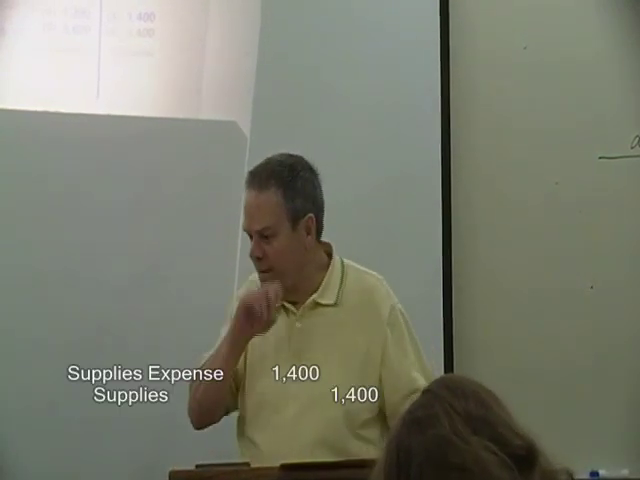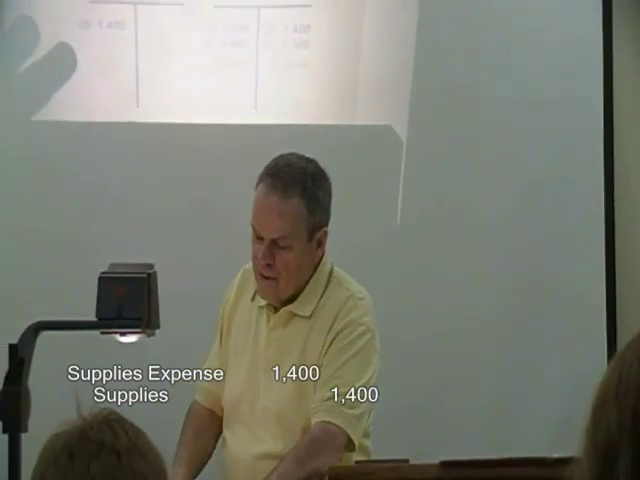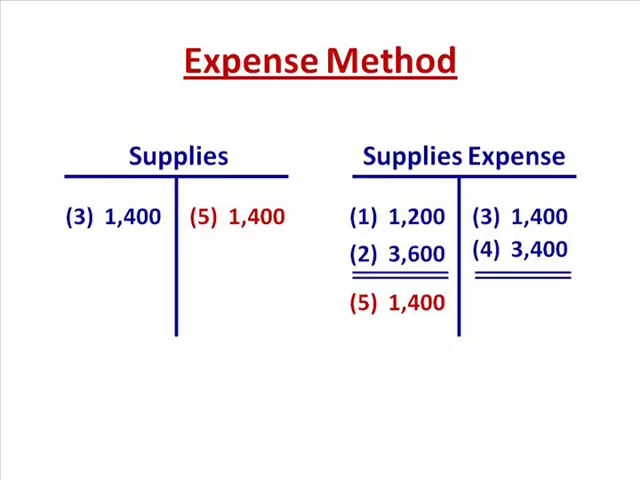It's strongly recommended that you make all the reversing entries the first day of the new year, before you make the coffee. I'm looking for a volunteer to make me this reversing entry. Where are you? Who are you? Chris? Credit supplies for $1,400 and debit supplies expense. A reversing entry is exactly the opposite of the adjusting entry. Chris found these two that represented the adjusting entry. He credited supplies and debited supplies expense for $1,400 and in essence moved the balance from supplies to supplies expense.